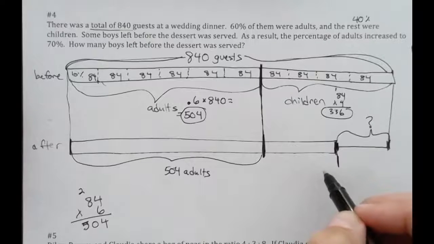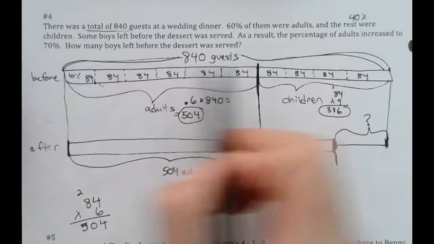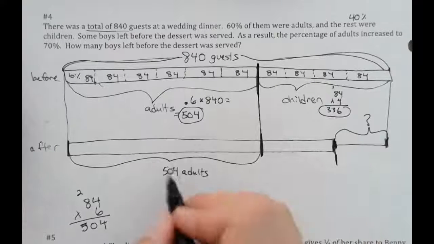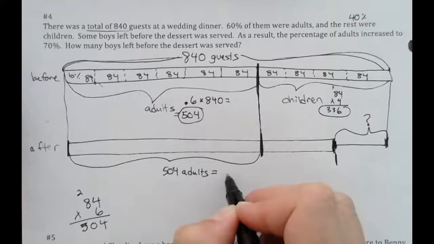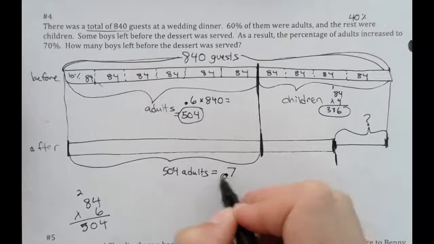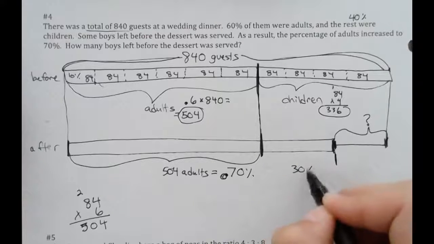Okay, what else can we do now? If you ever get stuck, always go back to, is there any information that was given that I haven't used in my model yet? So again, I see the 70%, I've not used that number yet. It says, as a result, the percentage of adults is increased to 70%. So this many adults is actually now 70%. I'm going to write as a percentage. So this number of kids must be 30% then.